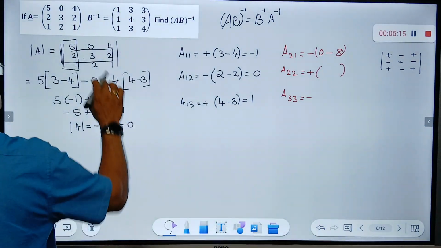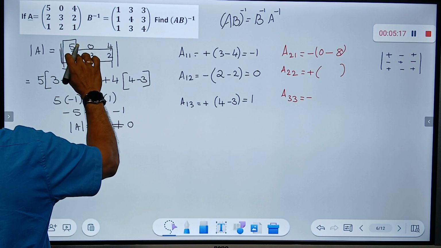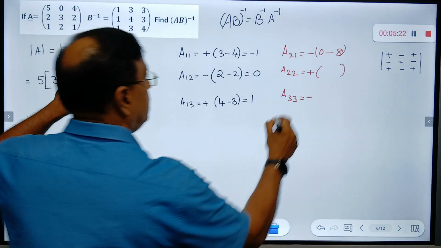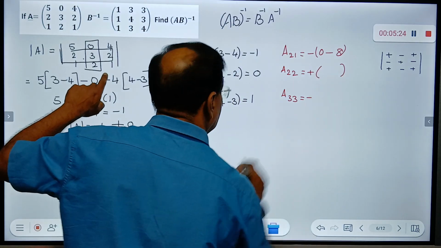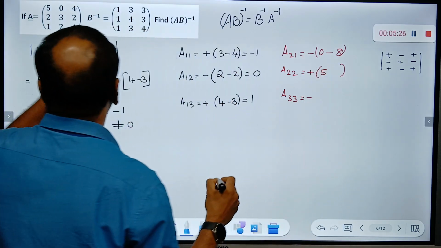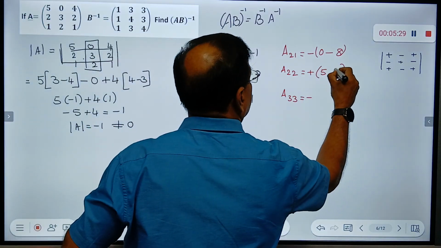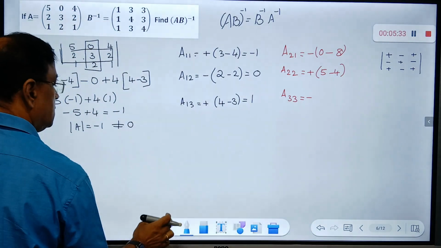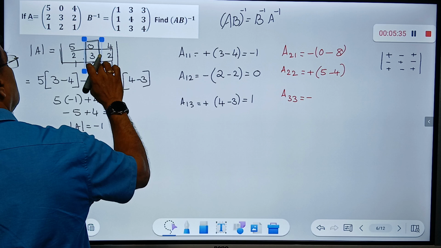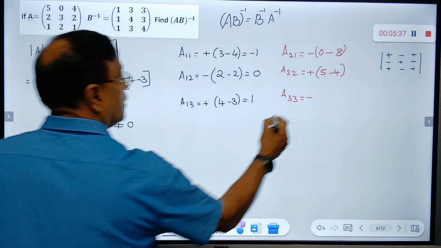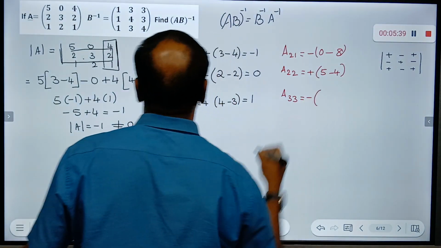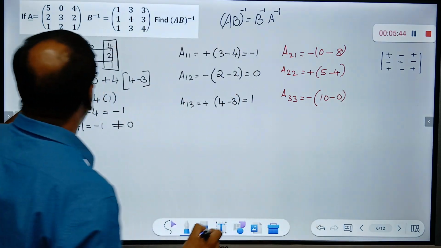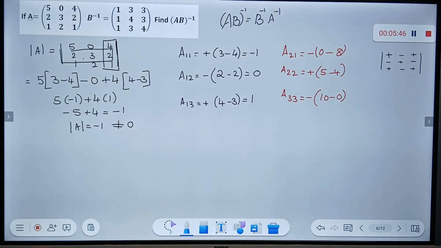Bring this to the second column. What do you get? 5 minus 4. Now bring this to the third column. What do you get? This will be 10 minus 0. I hope that is clear.